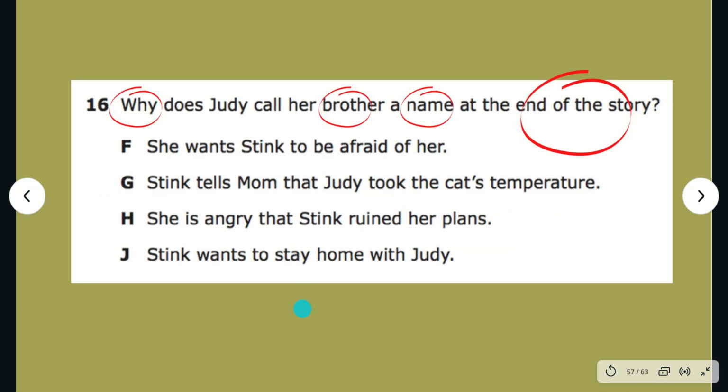Why does Judy call her brother a name at the end of the story? F, she wants Stink to be afraid of her. G, Stink tells mom that Judy took the cat's temperature. H, she is angry that Stink ruined her plans. Or J, Stink wants to stay home with Judy.